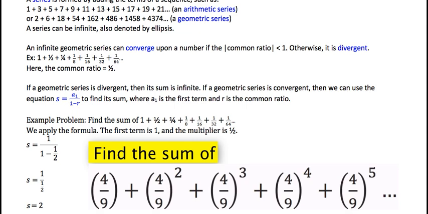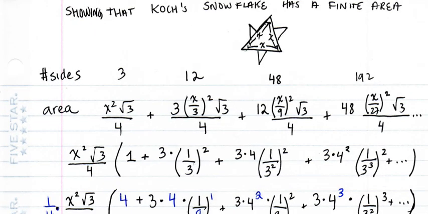A hint? The first term and the multiplier are the same. This is okay. You should find that the answer is 4/5. Does anybody have any questions?